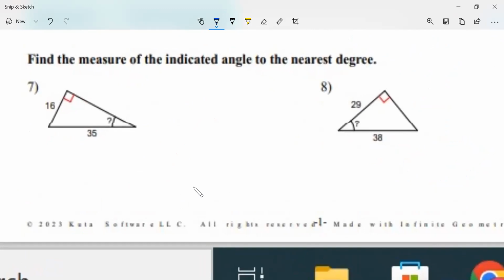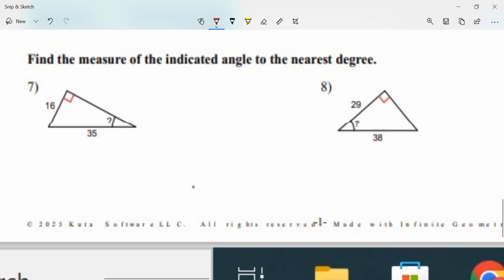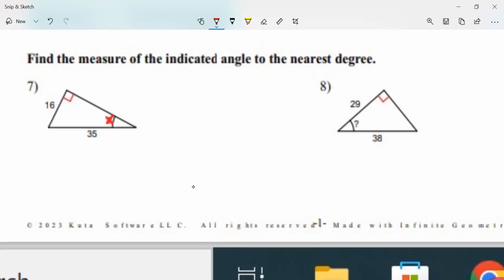Okay, so let me identify the sides that I have, right? The angle here, kind of blurry, but the angle on your notes, if you're printing your notes, it's a question mark. I don't know what a question mark is, so every time I don't know the value of something, I replace it with x or a letter. So right now, let me call it x.